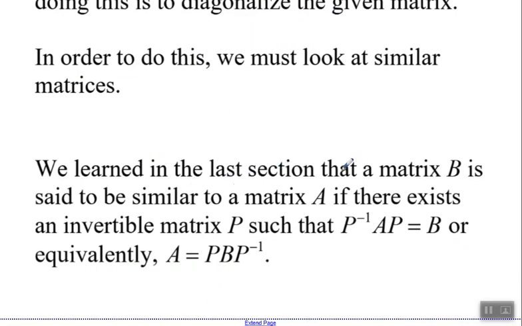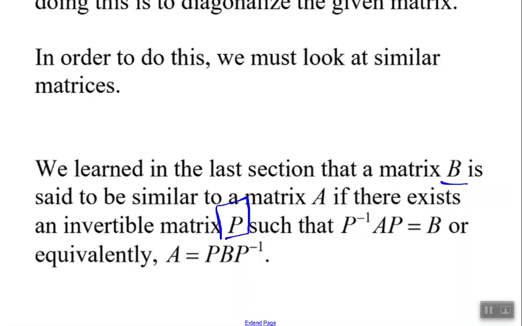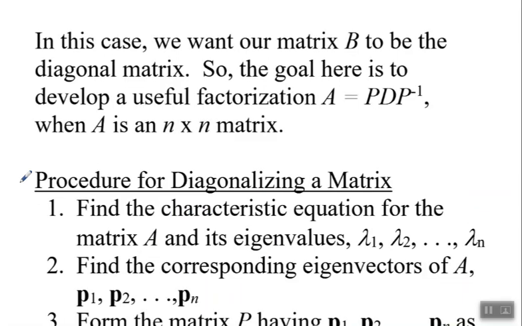In the last section, we learned that a matrix B is going to be similar to matrix A if there exists an invertible matrix P such that P inverse times A times P equals B, or A equals P D P inverse. Now, what the heck does that mean? Well, we're going to figure out how this B is related to what we just did. So we have a non-zero matrix A, and we can figure out some invertible matrix P. We want our matrix B to be the diagonal matrix.